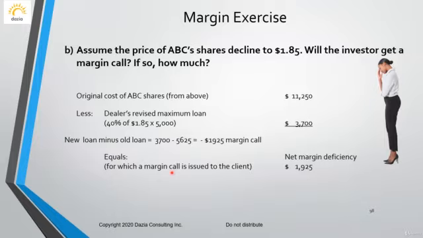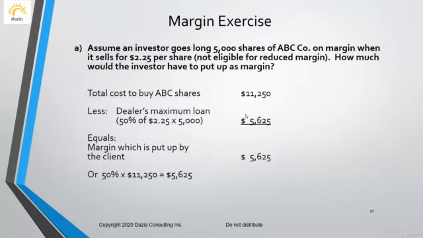The client has to put down this money, and that is the net margin deficiency. That is the amount they have to put in. So if you get a question like this, first of all, think it's a long strategy. Price went down, so there will be a margin call. How much was the loan before? The loan was 5,625 before.